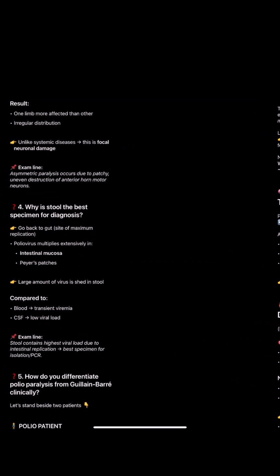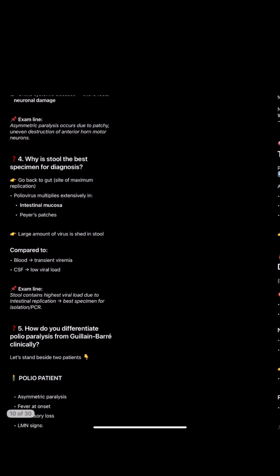Now the next thing to be considered is why stool is the best specimen for diagnosis. The virus enters the gut and multiplies in the intestinal mucosa and Peyer's patches. As a result, a large amount of virus is shed in stool, compared to blood, where there is transient viremia for a short period of time, and the CSF, where there is low viral growth and low yield.